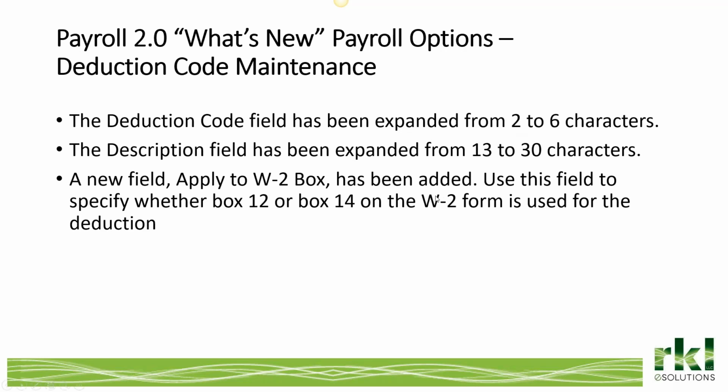All right. So deduction codes have now been expanded up to 6 characters, and so has its descriptor. A new field has been added. This is important to understand. Apply to W-2 is a checkbox that's been added, and then you can specify whether this should be applied to box 12 or 14 on the W-2 form. This will automatically work with your Atrix integration when you do your quarterly reports and your year-end.